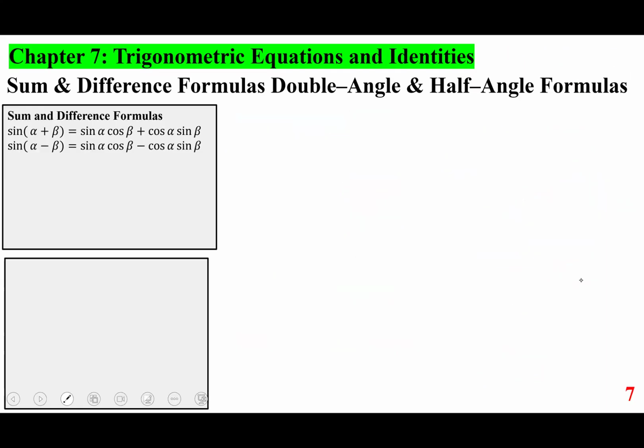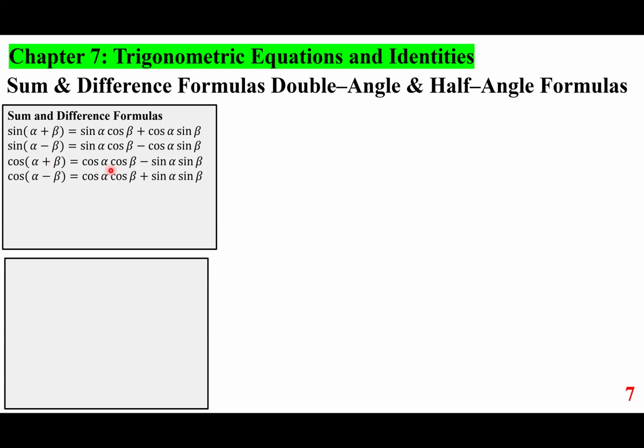All right, let's look at sum and difference formulas, double angle and half angle formulas, and how we arrive at them. Sine of alpha plus beta is sine alpha cosine beta plus cosine alpha sine beta. And you can look at the proof. We have the proof for those. What is sine of alpha minus beta? Replace this beta with minus beta. So plus minus beta, and it becomes sine alpha cosine beta minus cosine alpha sine beta.